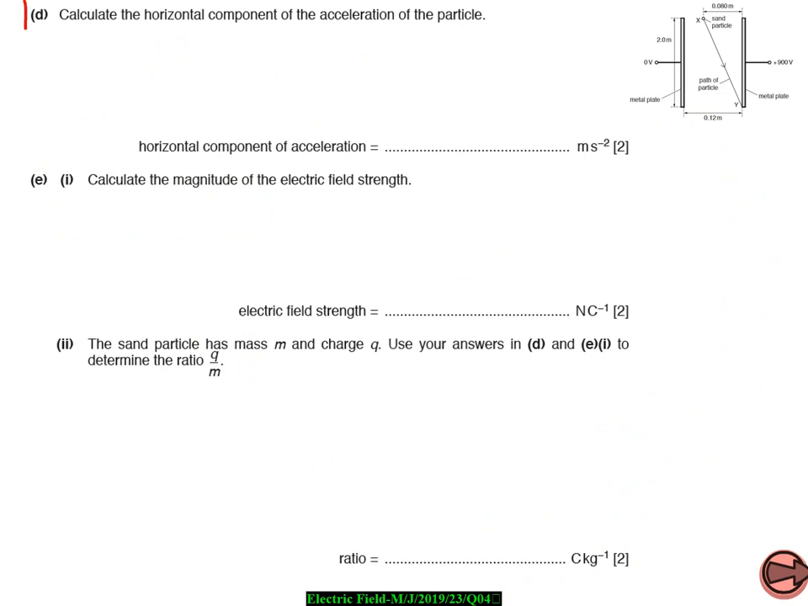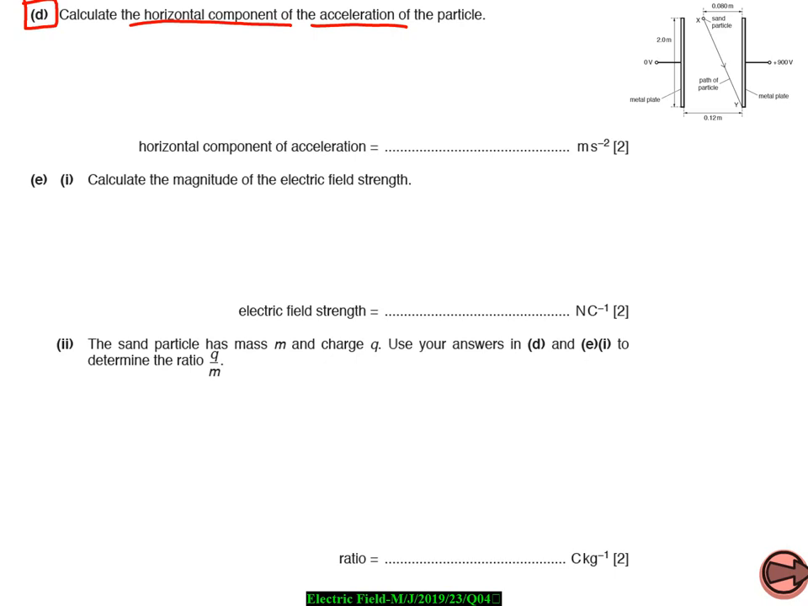For part D, we need to find the horizontal component of the acceleration. This horizontal component we need to find out. So we need to consider the horizontal motion only. As you can see here, along the horizontal we have the value of the horizontal displacement given to us, and the time taken we have already calculated.